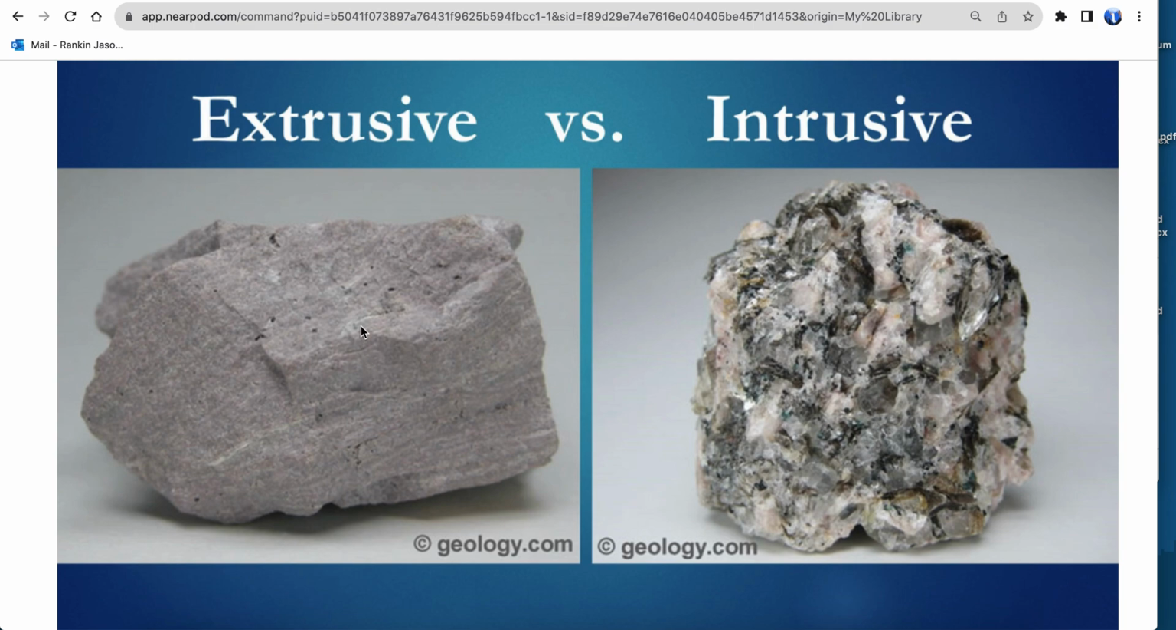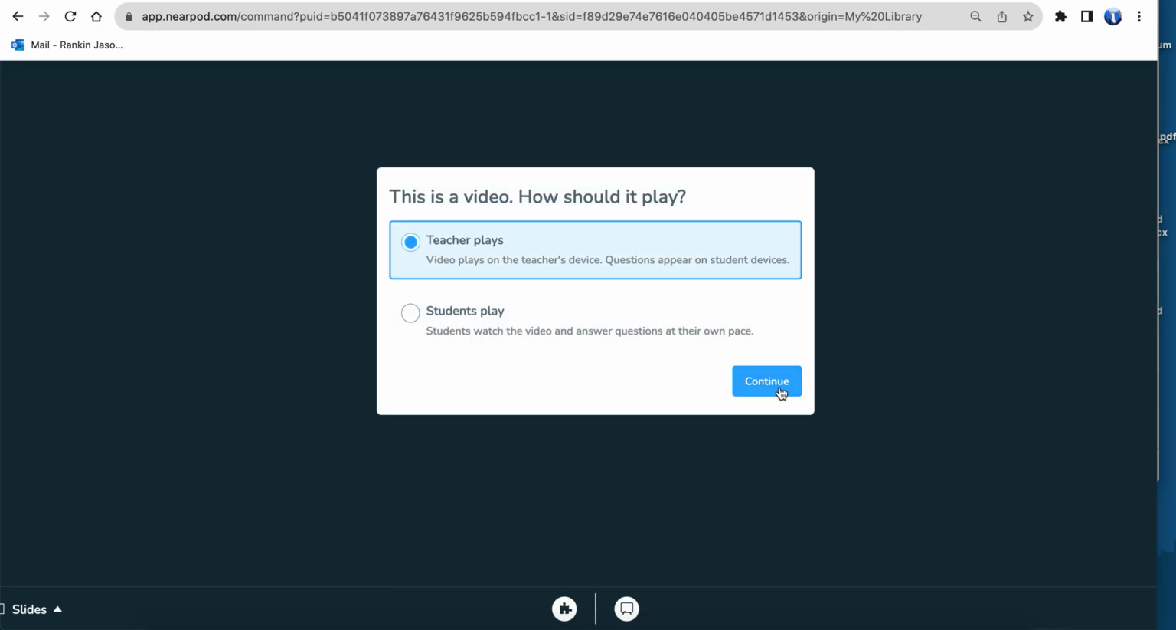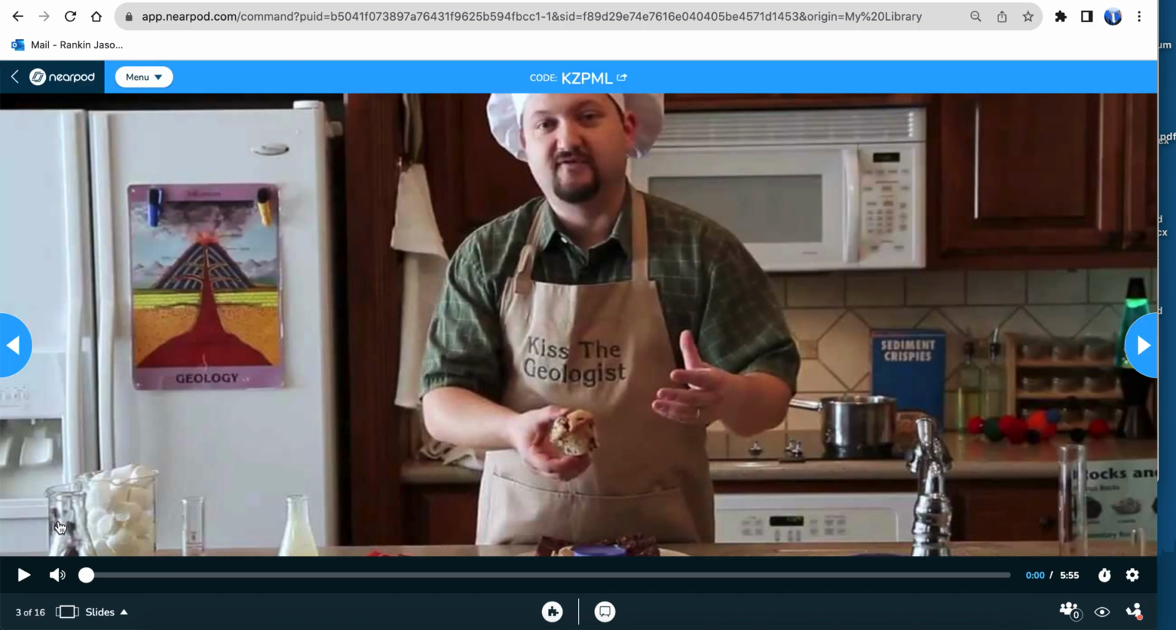Very hard to see these crystals in this rock, even though these rocks both contain quartz. These rocks both contain plagioclase feldspar. These rocks both contain biotite. These rocks both contain amphibole. There might be some portions, a little bit of potassium feldspar in here, but I don't see a lot of pink in here. Oh yeah, here we go.